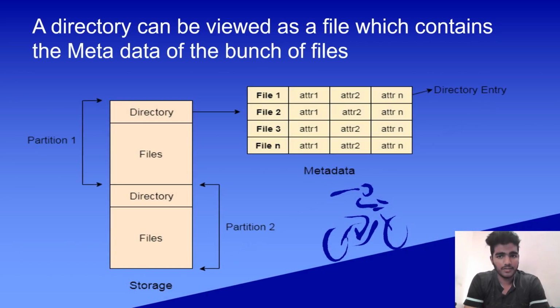This is a view of the directory, which contains files or metadata. Partition 1 contains a directory and files. Similarly, partition 2 contains a directory and files, which together can be called storage, from which it passes through the file attributes, that is the metadata, which contains all the attributes, which is then passed to the directory entry.